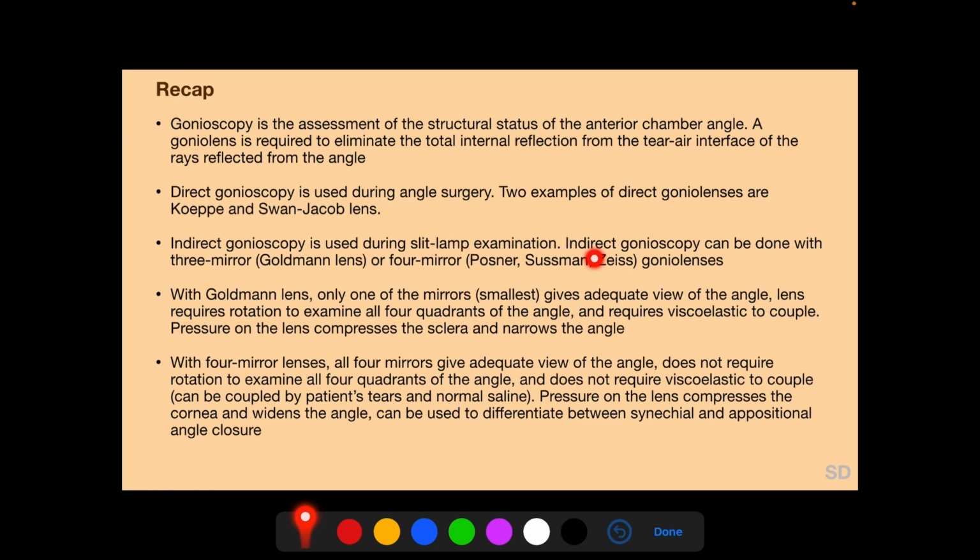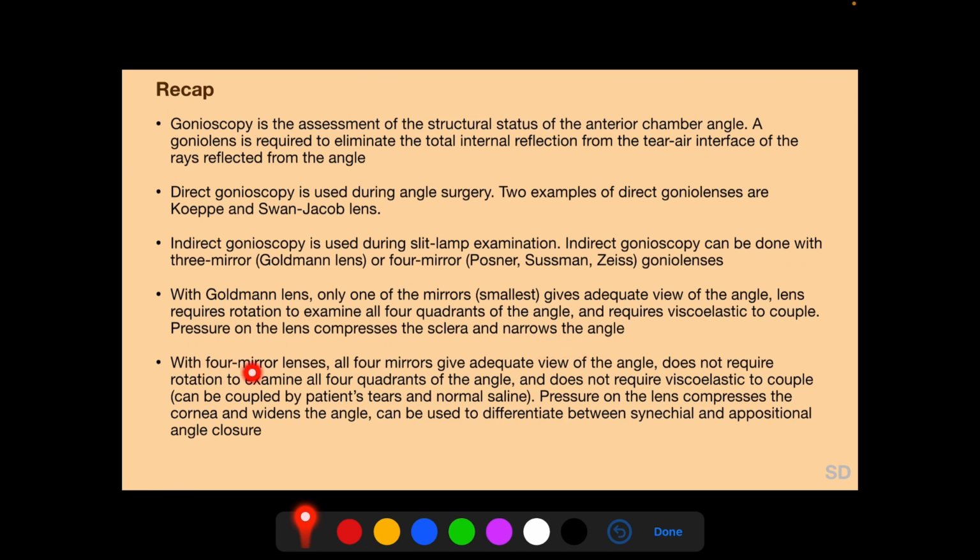Indirect gonioscopy can be done with the Goldmann 3-mirror lens or the 4-mirror gonio lenses such as the Posner, Sussman and Zeiss. With the Goldmann lens, only one of the mirrors, the smallest semicircular mirror, gives adequate view of the angle, so the Goldmann lens requires rotation to examine all 4 quadrants of the angle, and requires viscoelastic to couple the lens to the cornea. Pressure on the Goldmann lens compresses the sclera and narrows the angle.